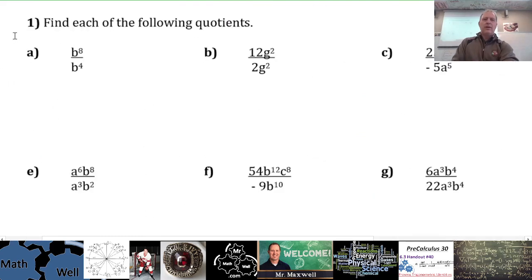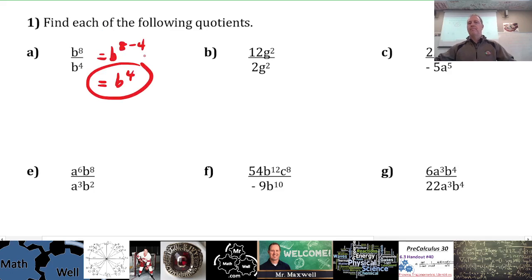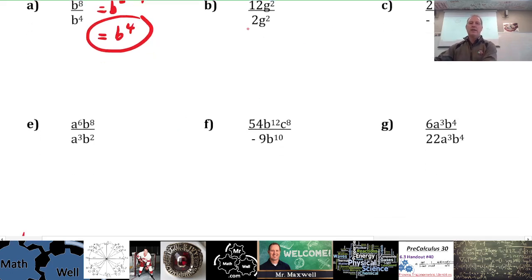Okay, find the following quotients. B to the power of 8 divided by B to the power of 4. There's no numbers involved other than just 1 and 1, so we don't have to worry about numbers. 1 really would be understood to be here, and there would be a 1 there too, so 1 divided by 1 is just 1, so you don't have to write anything. But B to the 8 divided by B to the 4, that's the same as B to the 8 minus 4, isn't it? Which equals B to the 4. Yeah, good job.